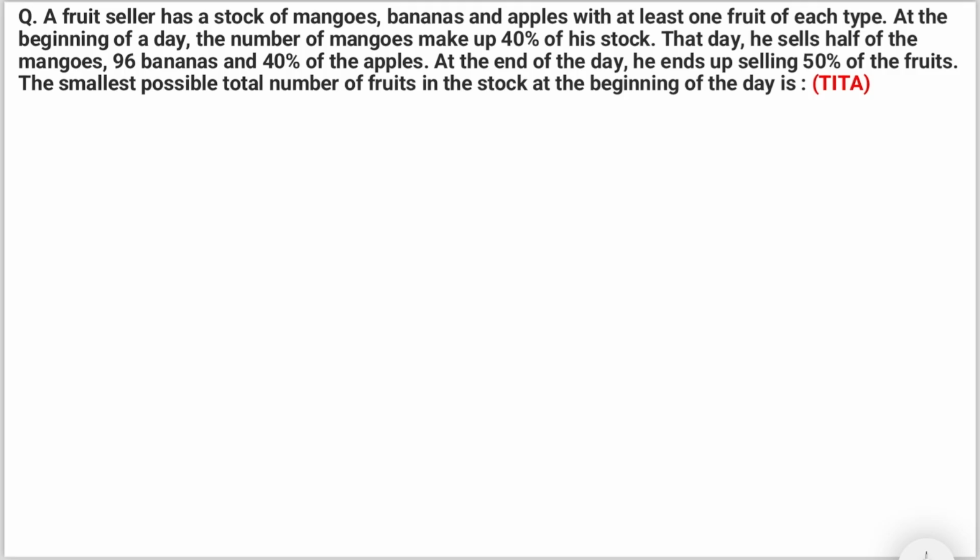Alright. So the question tells us about three types of fruits, MBA, not management, mangoes, bananas and apples. And we have some total number of fruits, right? Let the total number of fruits be equal to X, because this is what we are interested to find out, the smallest possible total number of fruits at the beginning. So let that number be equal to X. Now, in the beginning, the mangoes make up 40% of this stock, right? So 40% of X will be 0.4X.